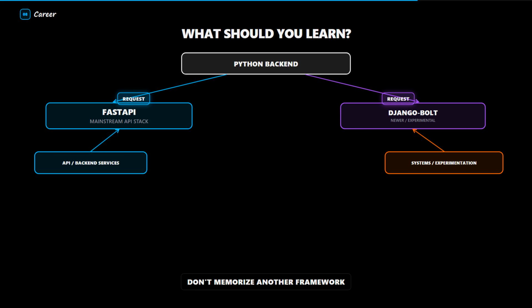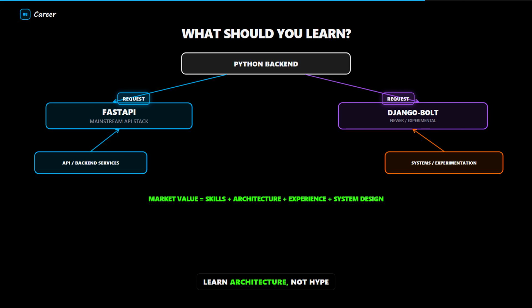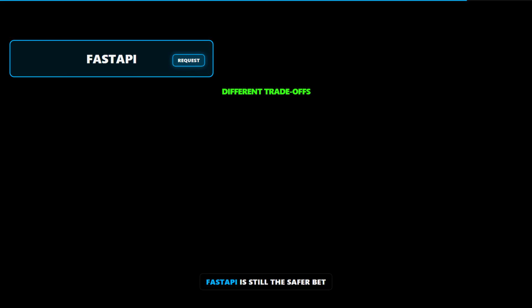The important thing is not memorizing another framework. It's understanding async APIs, event-driven systems, databases, distributed architecture, and production engineering. So does Django-Bolt kill FastAPI? No. FastAPI is still the safer bet for most developers in 2026.